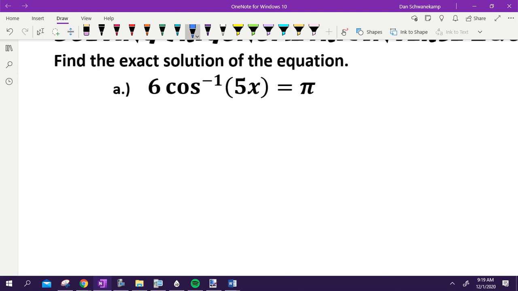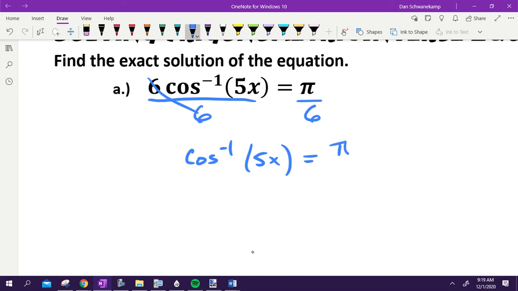So Ella, if I want to get x by itself, what do I need to get rid of first? Yep, let's get rid of that 6. So we're going to divide both sides by 6. I get inverse cosine of 5x equals pi over 6. Okay, so we got rid of that first. I'm still trying to solve. So if I'm still trying to solve here, Lydia, what could I get rid of next? How do I get rid of that?